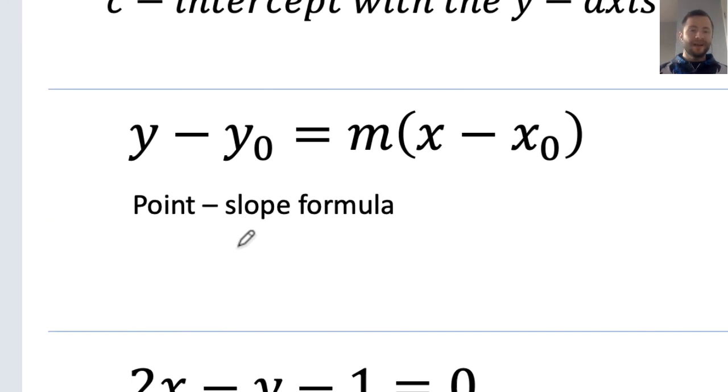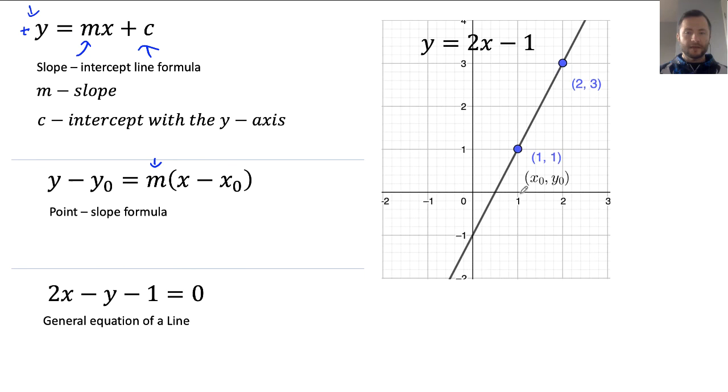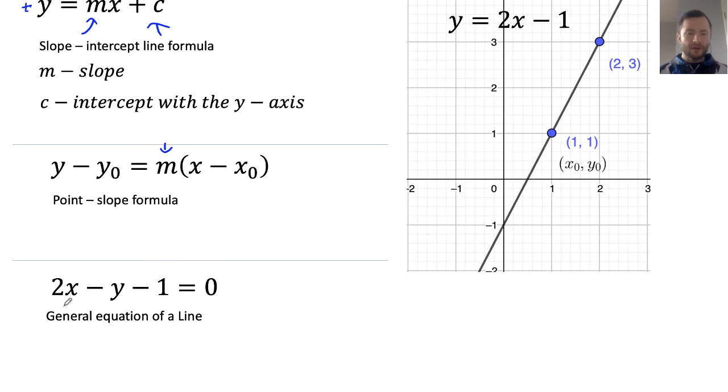Then another way to describe a line is using the point-slope formula. For the point-slope formula, I need the slope parameter of that line calculated using the slope formula, and I also need coordinates of one point on that line, and in this case the coordinates of that point are 1 and 1. And finally, both the slope-intercept formula and point-slope formula can be transformed to a general equation of a line.